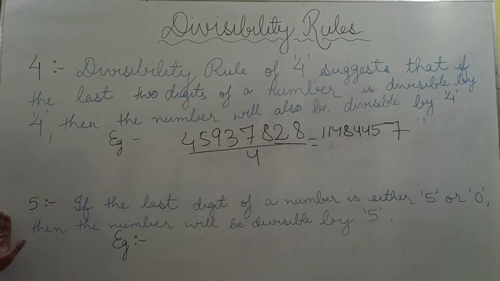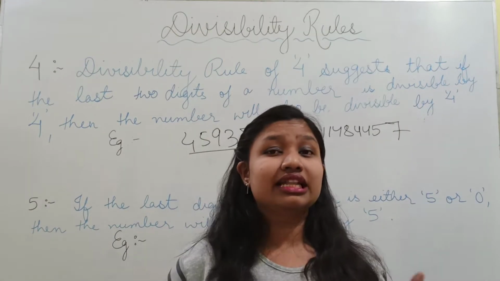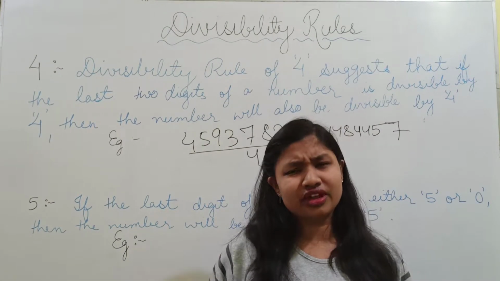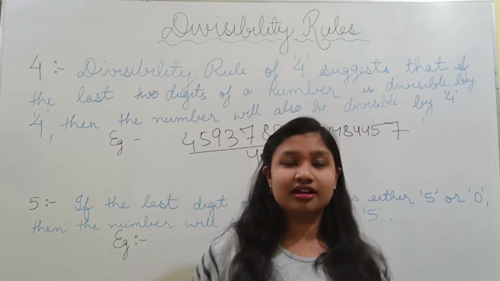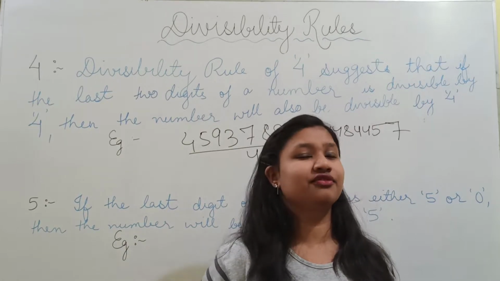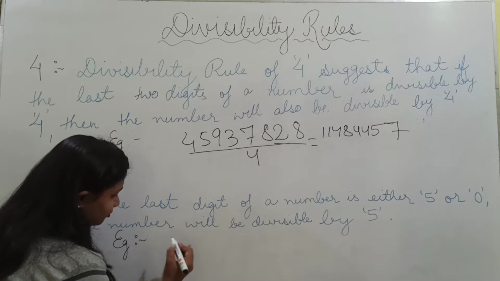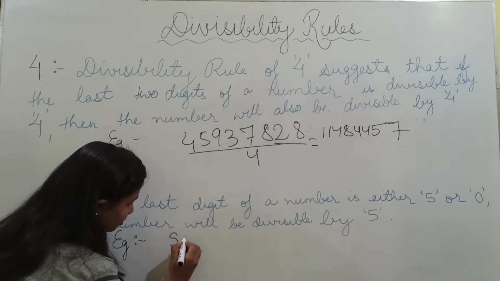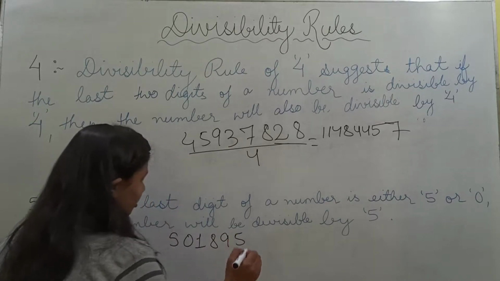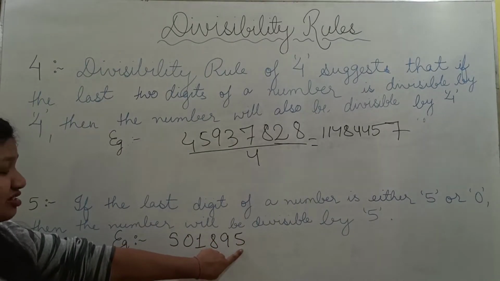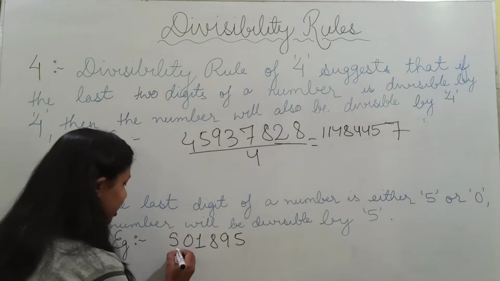Now what is the divisibility rule of 5? The divisibility rule of 5 suggests that if the last digit of any number is either 5 or 0, then only the number will be divisible by 5. Now let's see it by taking an example: 501895. Now since the last digit is 5, this whole number must definitely be divisible by 5.